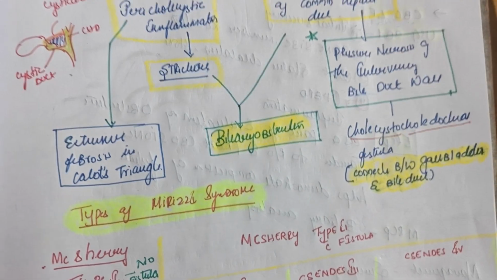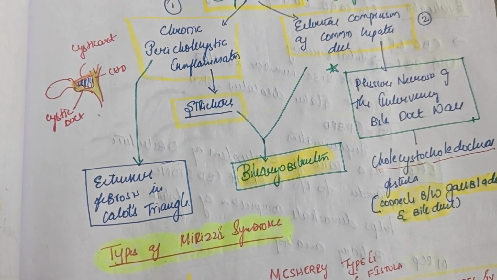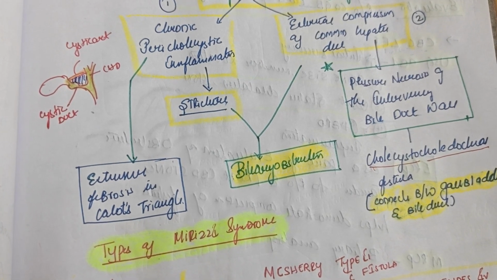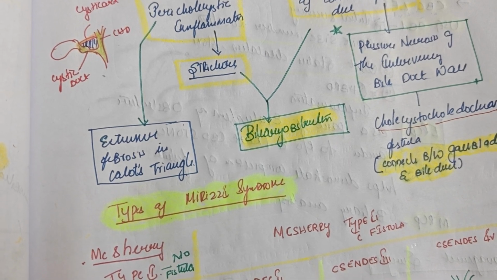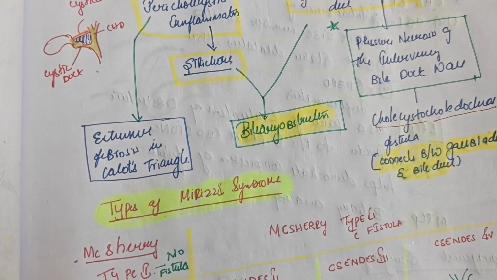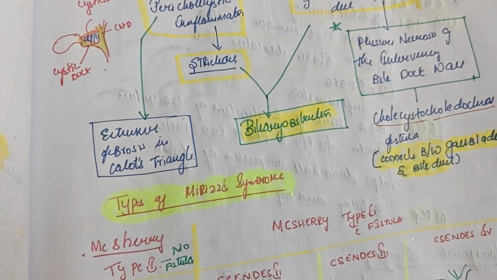Now, either because of chronic pericholecystic inflammation or external compression of the common hepatic duct, what happens? There will be a biliary obstruction, right? The flow of the bile is improper, reduced, which leads to further complications and symptoms.